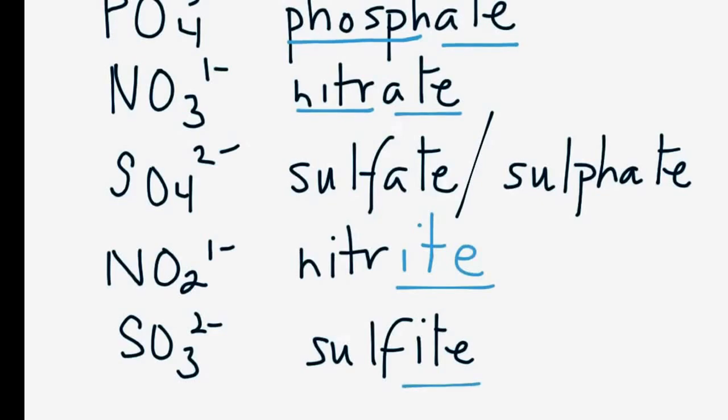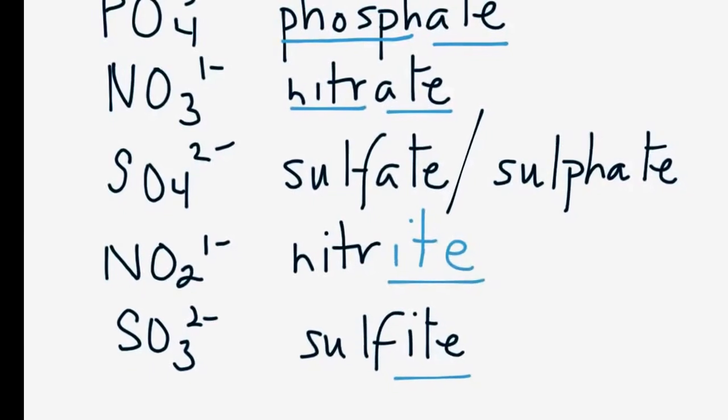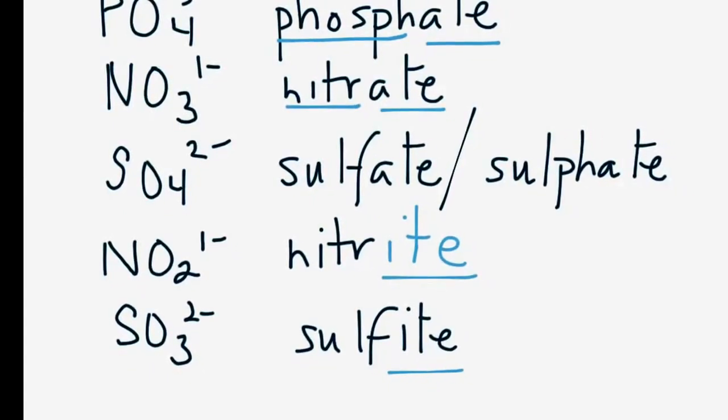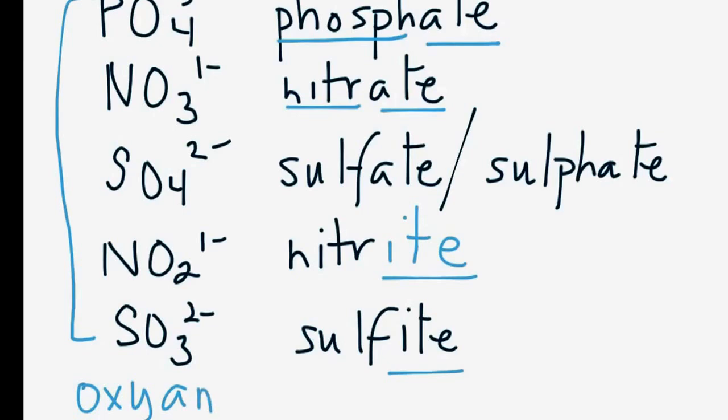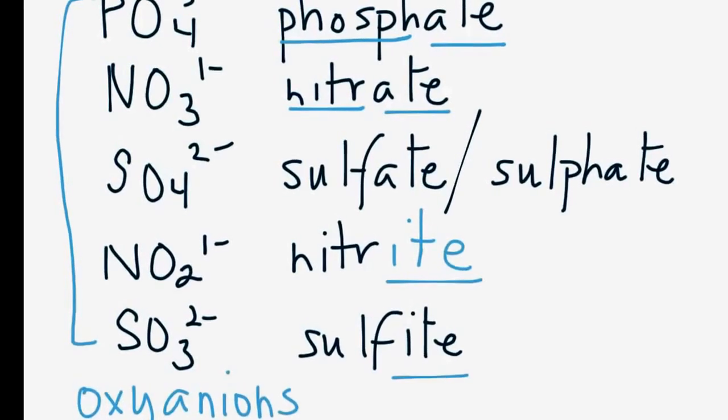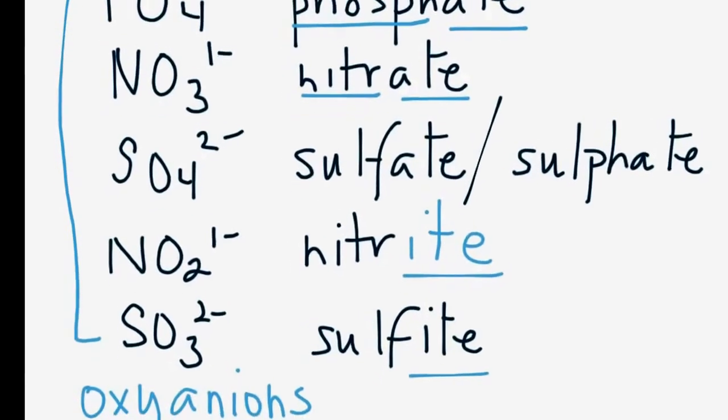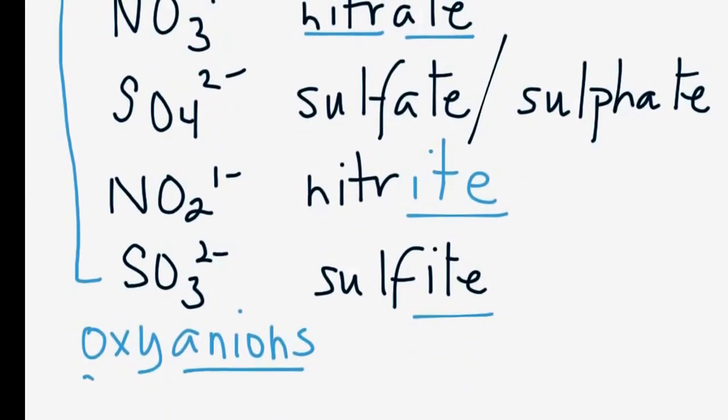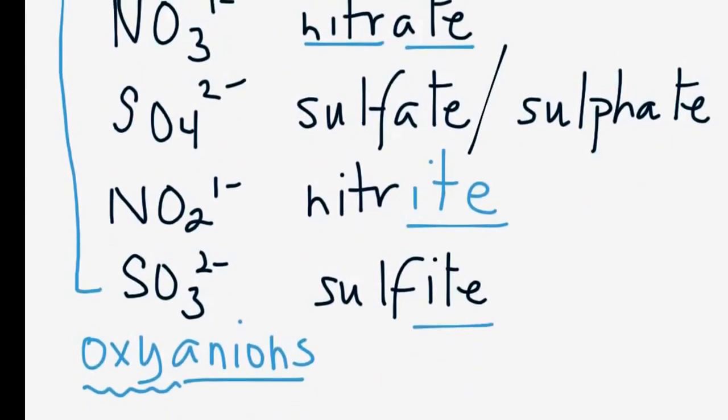We call these ions that have oxygen as part of their formula oxyanions, because they are negative ions, so that's where the anion part comes in, and the oxy means containing oxygen.